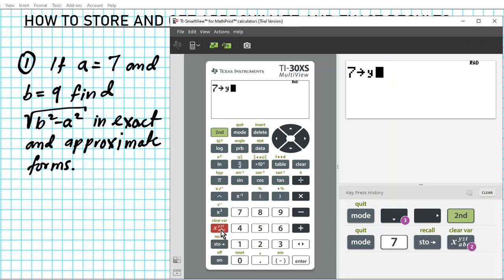So 1, 2, 3, 4, 5. There you go. So if you press it 5 times, if you look here, it tells you that it was pressed 5 times. That's the A variable. Press enter. So 7 has been stored in A.